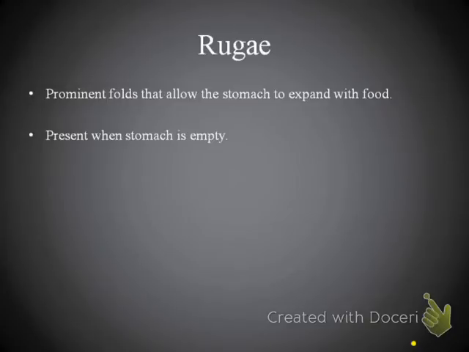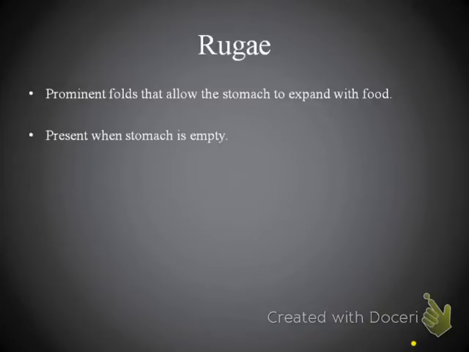Also, we have rugae that are present in the stomach, and they're prominent folds that allow the stomach to expand with food. And so typically when the stomach is expanded with food, you don't really see rugae, but when the stomach is empty, that's when you see them, because they're prominent, and when the stomach gets stretched out, everything looks like one smooth organ. And when the stomach's not expanded, then everything kind of collapses.